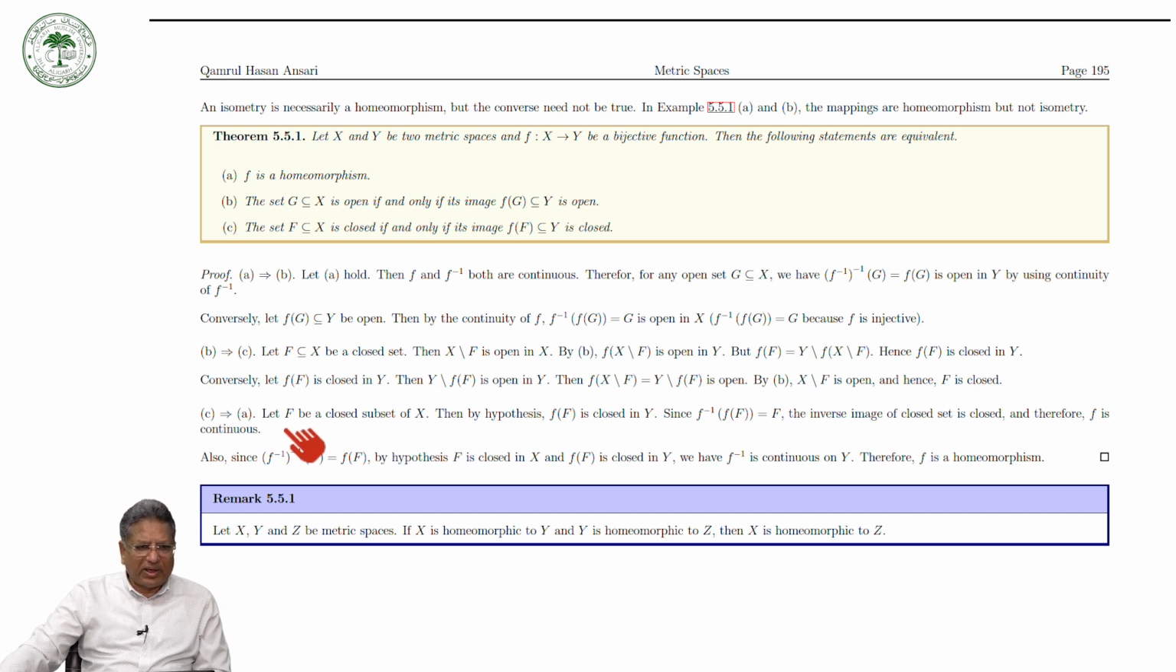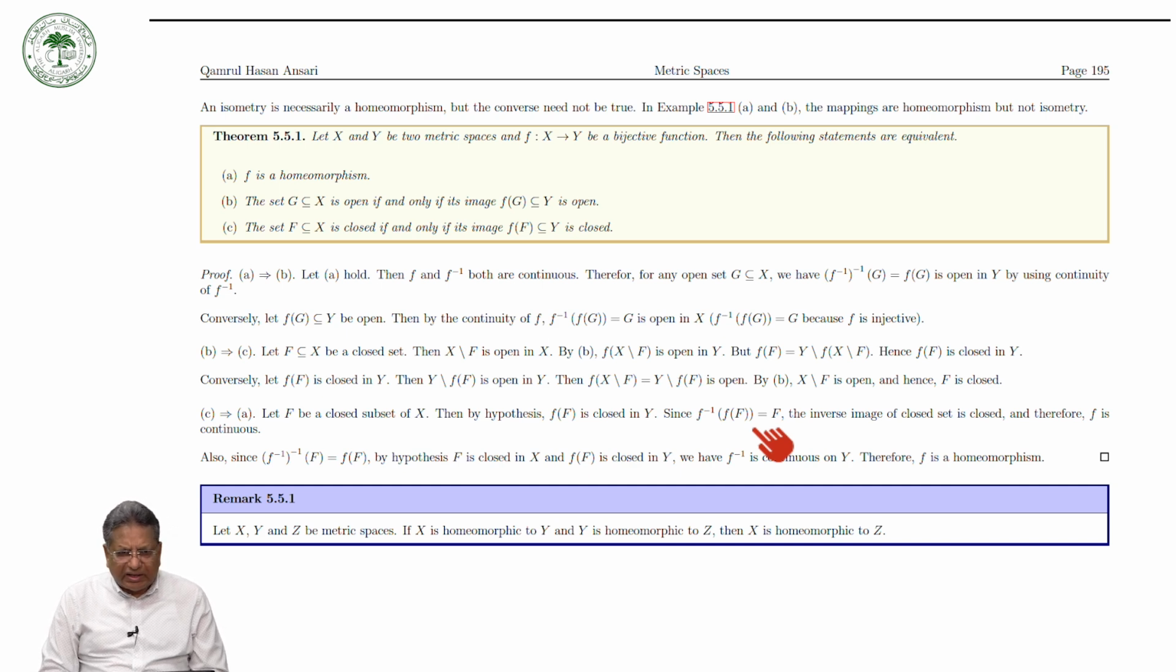Now take (c) implies (a). So let F be a closed subset of X, then by hypothesis f of F is closed in Y. Since this implication holds, f inverse f of F is equal to F, the inverse image of a closed set is closed, and therefore f is continuous. And since f inverse of f of F is equal to F, so by hypothesis f of F is closed in Y, and hence f inverse is continuous on Y, and therefore f is a homeomorphism.